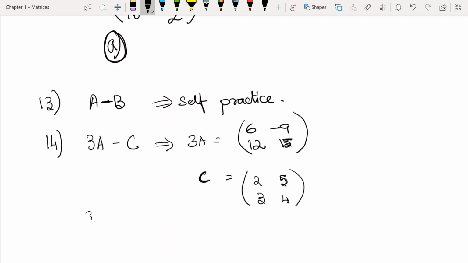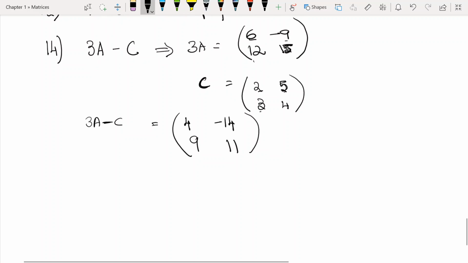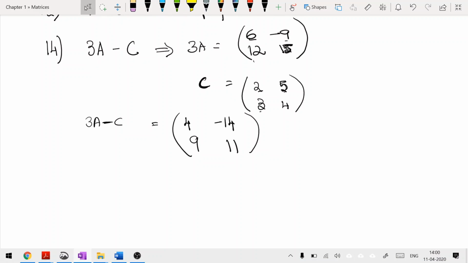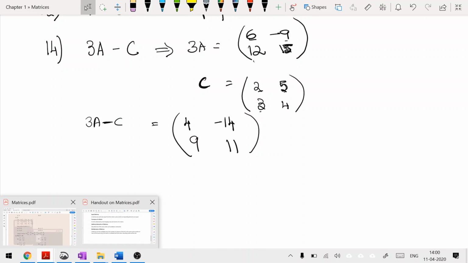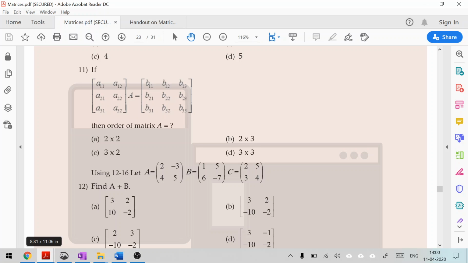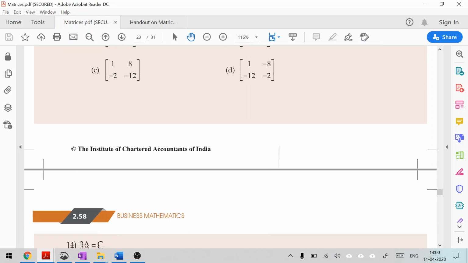Now let us find out 3A minus C is equal to 6 minus 2 is 4. Minus 9 minus 5 is minus 14. 12 minus 3 is 9. 15 minus 4 is 11. Okay. Now we are done with question number 14.